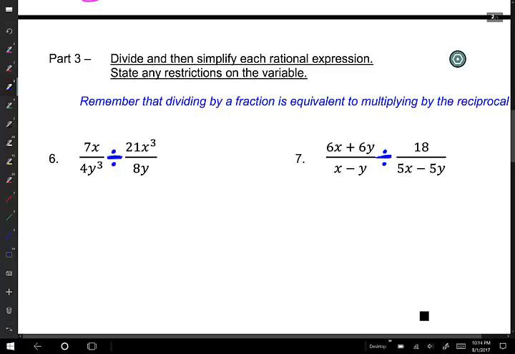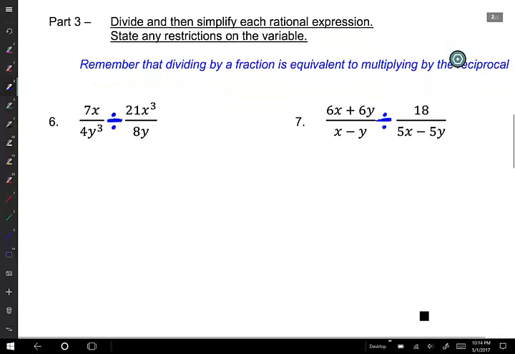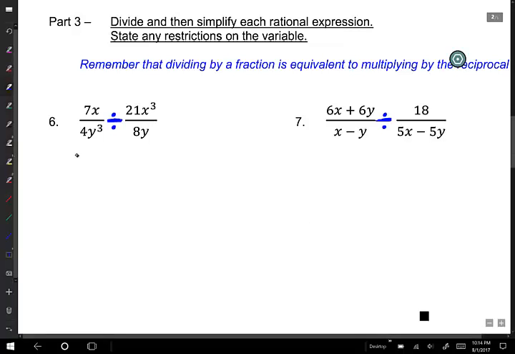So dividing by a fraction is equal to multiplying by the reciprocal. So I'm going to rewrite these problems immediately as multiplication problems. So times the 8y goes in the numerator, the 21x cubed goes in the denominator.